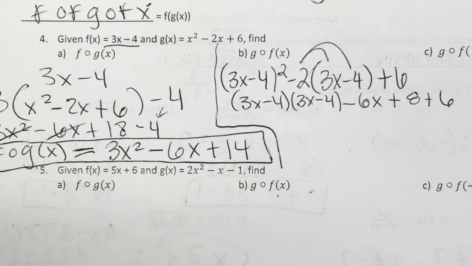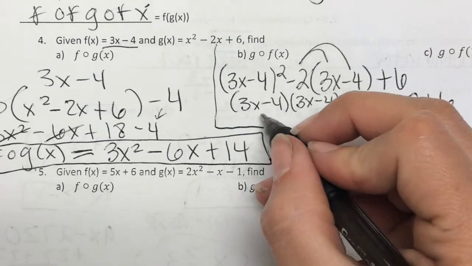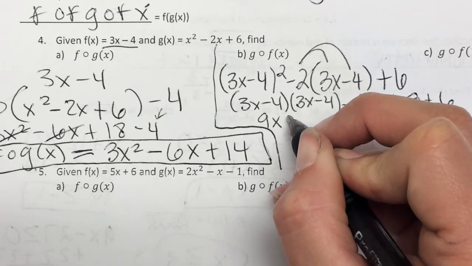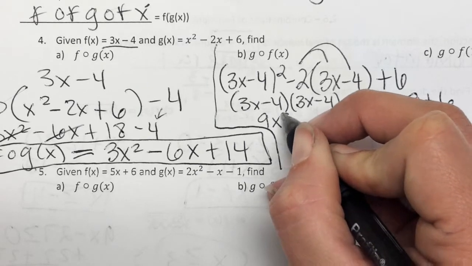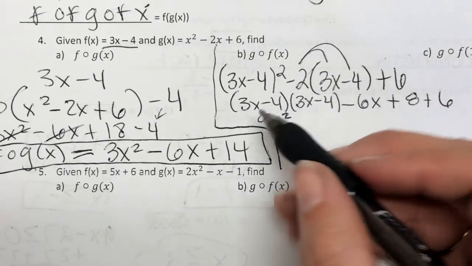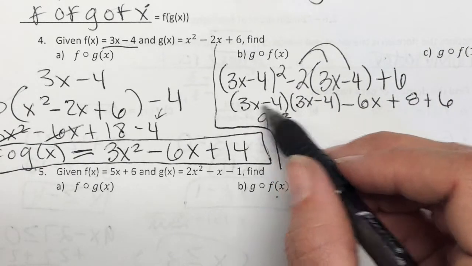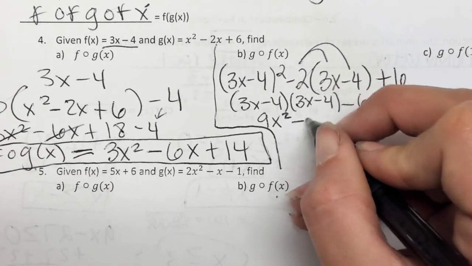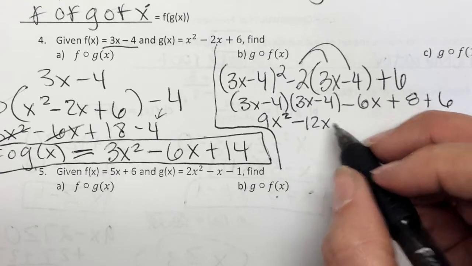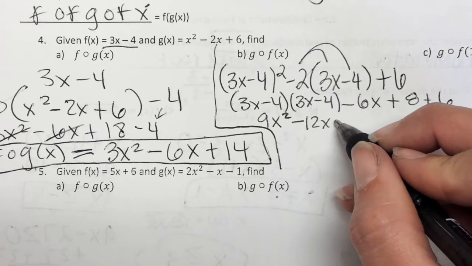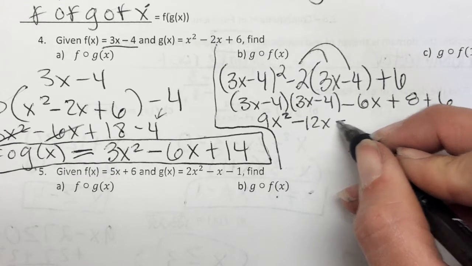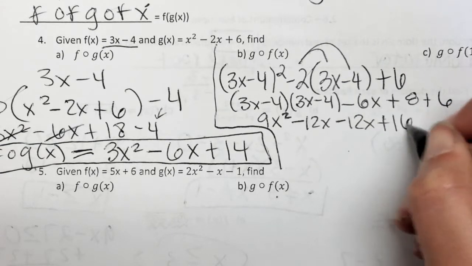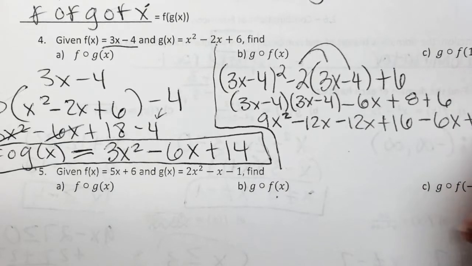Tell me what the first terms would be multiplied together, Kaya. 9x squared. Good. What are my outer terms going to be, Jalen? 3x times negative 4, which makes negative 12x. Good. My inside terms, Darian? Negative 12x. Good. Victor, my last terms? Good. And I'm going to bring everything else down.